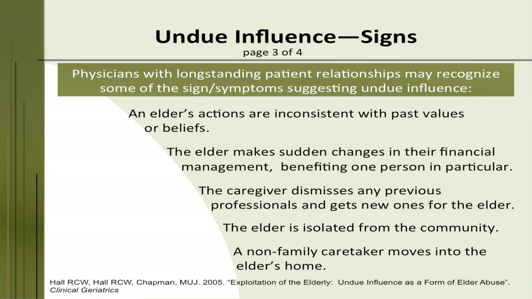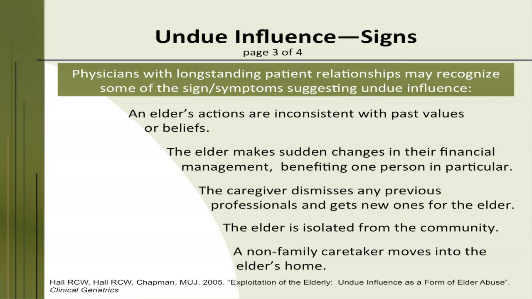And the elder may make changes in their financial management benefiting one person in particular. This is very, very common, where an older adult will then change the way that they handle their finances, or they will start spending money in a way that really shows personal gain for someone other than themselves. The caregiver may dismiss any previous professionals and get new ones for the elder, and this is really a way that caretakers try to maintain the perpetration, because they are able to move to different physicians. That way it's not detected, because then it's not something that a physician can readily detect.